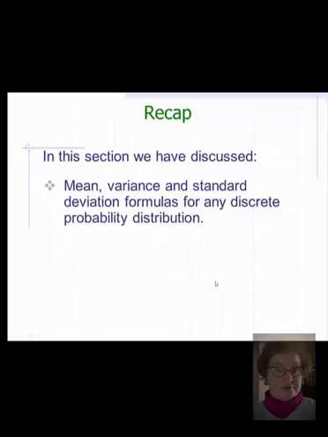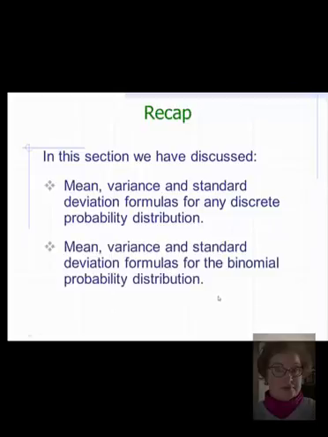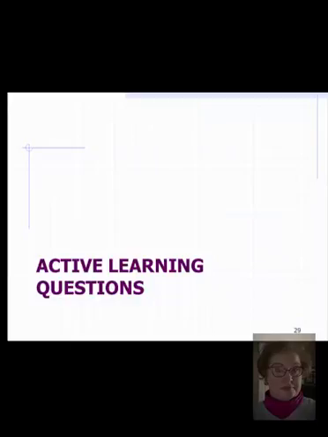Done here is we've talked about the mean, variance, and standard deviation for any discrete probability distribution, and we've done it specifically for the binomial probability distribution. And we've talked about, is it unusual or is it usual? And we've used the same rules all along for talking about usual and unusual. If it's within 2 standard deviation units of the mean, it is a usual result. If it's outside of that, it will be unusual. Let's look at the active learning questions.